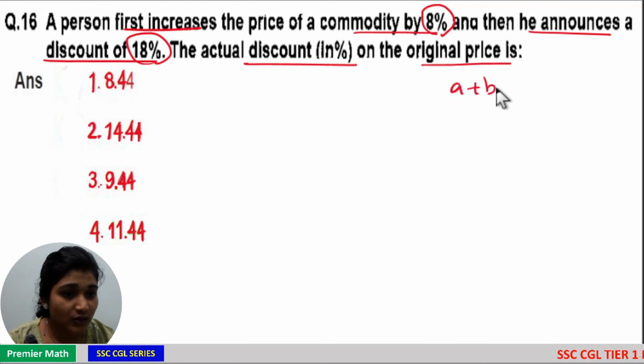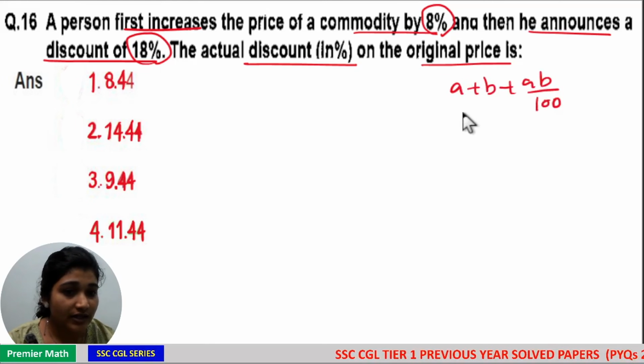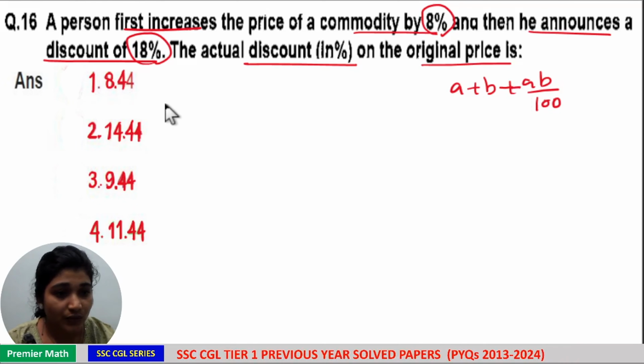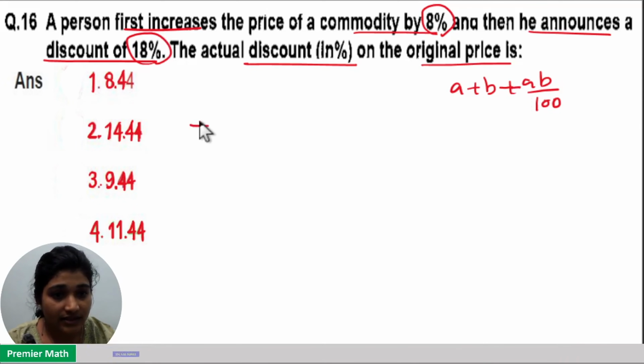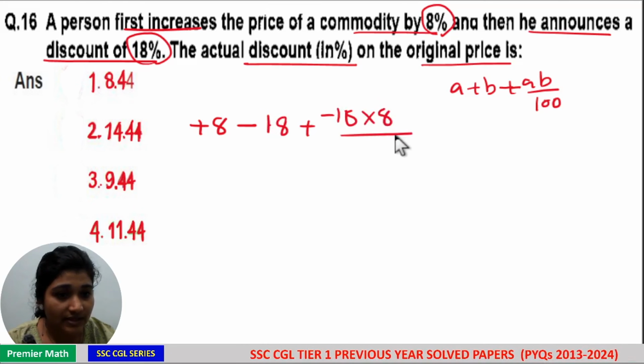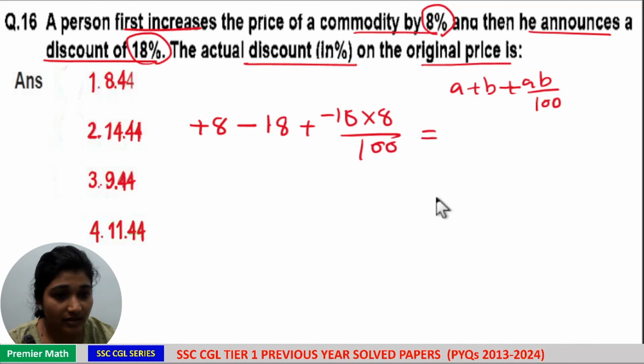That is, use A plus B plus AB by 100 formula. Here, for increment, use positive sign and for decrement, use negative sign. So first he increases it by 8%. Then he gives discount means decreases by 18%. So here 8 minus 18 plus minus 18 into 8 divided by 100. This is the overall discount.